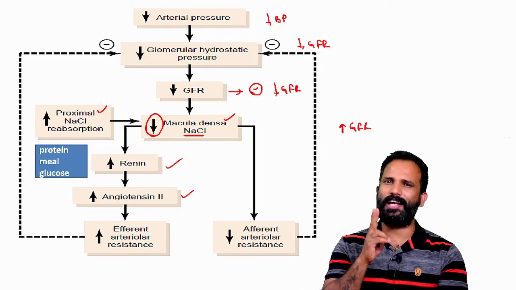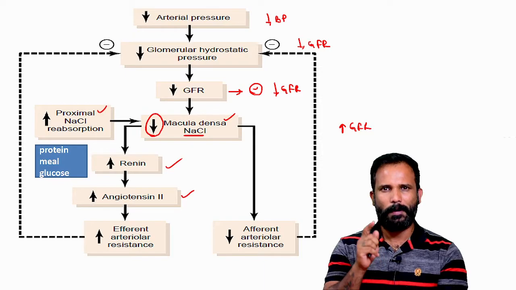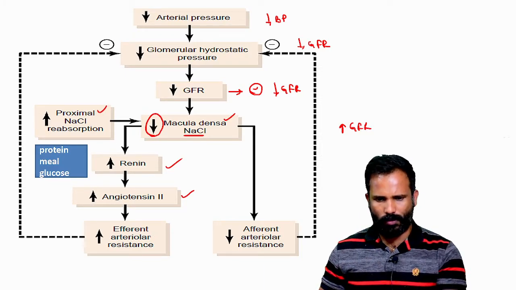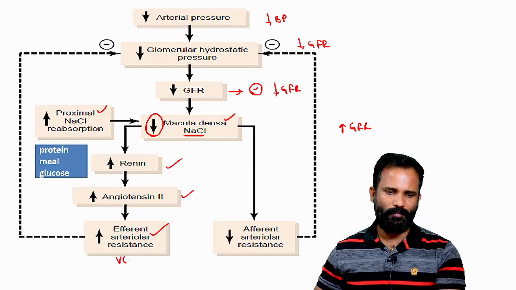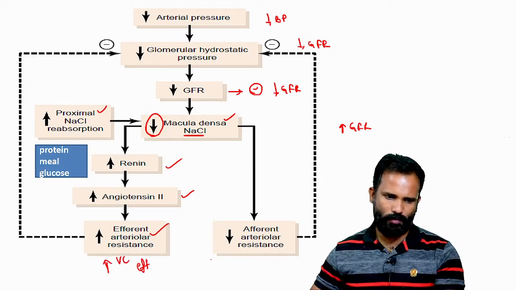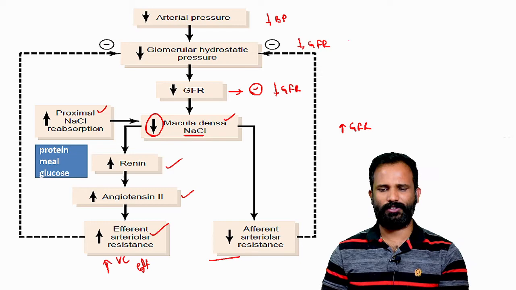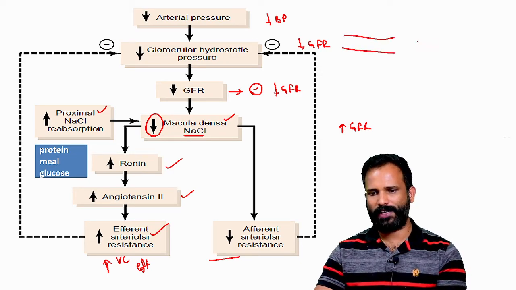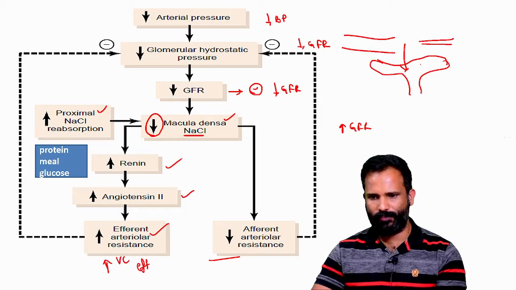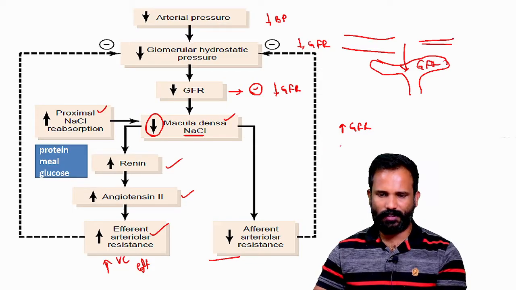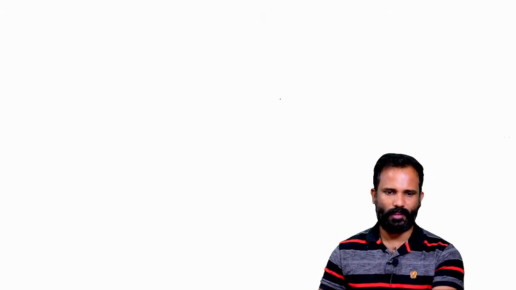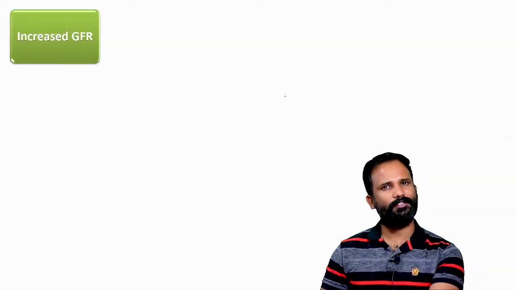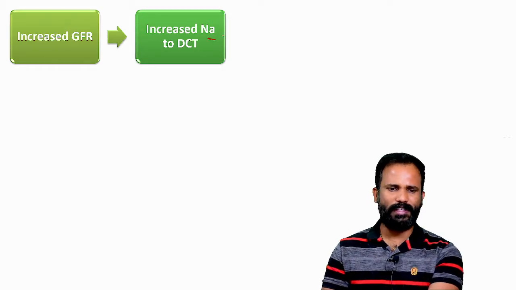I already mentioned angiotensin is a vasoconstrictor, but more on the efferent. So vasoconstriction in the efferent will be more and less on the afferent. So this is happening: more dilatation of the afferent, more constriction of the efferent, and in Bowman's capsule, more filtration. So the GFR is increased. Let us think that GFR is more. Now the response should be to decrease GFR. So there is increased sodium load in the DCT.